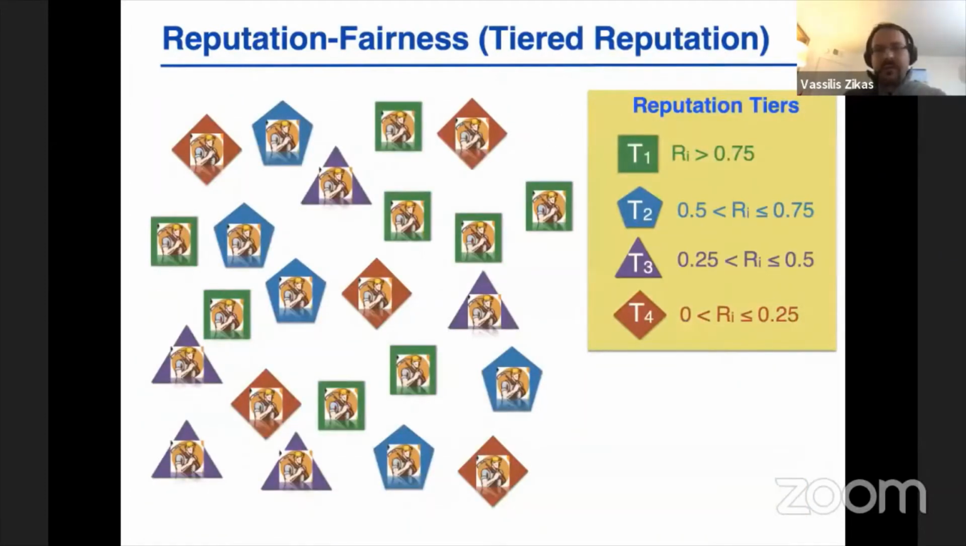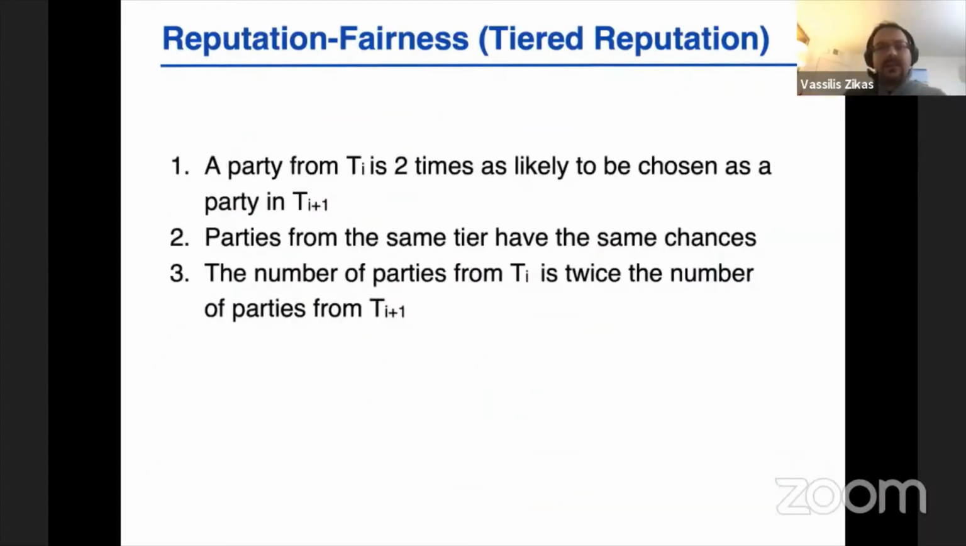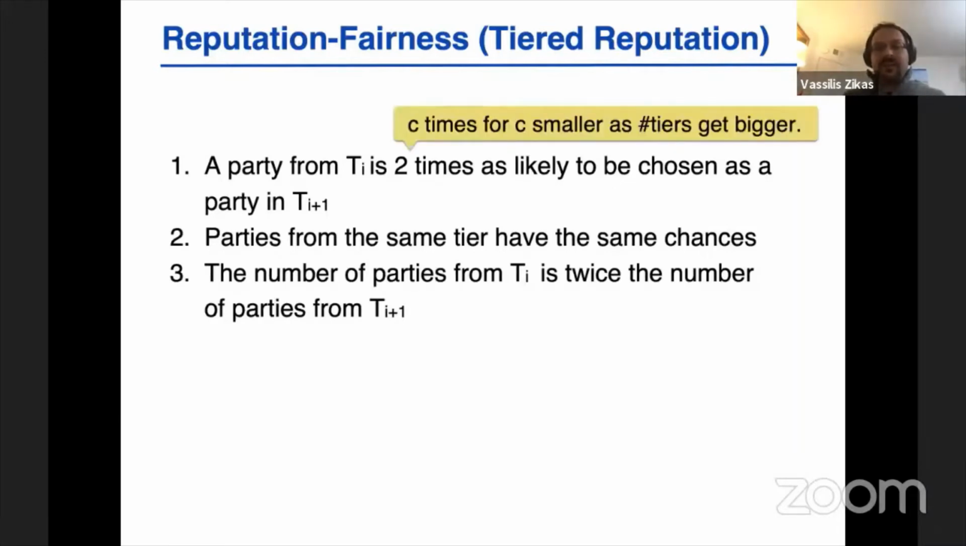where we separate the parties into different tiers, and a definition of reputation fairness, which requires that the probability of a party being in the selected set corresponds to its reputation. So a party from the high tier, from T1, say, is twice as likely to be selected as one from T2. When parties are from the same tier, they have the same probability, and the representation of parties from different tiers is proportional to the reputation, twice the number of the lower tier. And these two can be played with, depending on the reputation number, the number of reputation tiers.